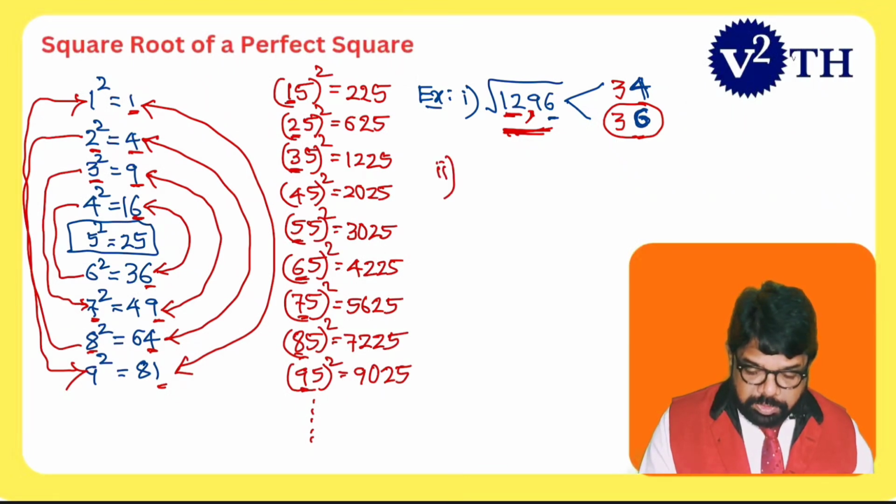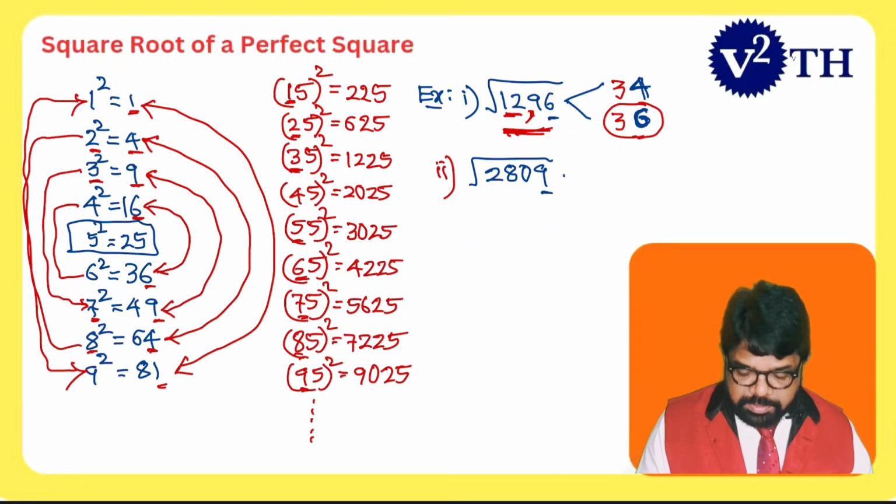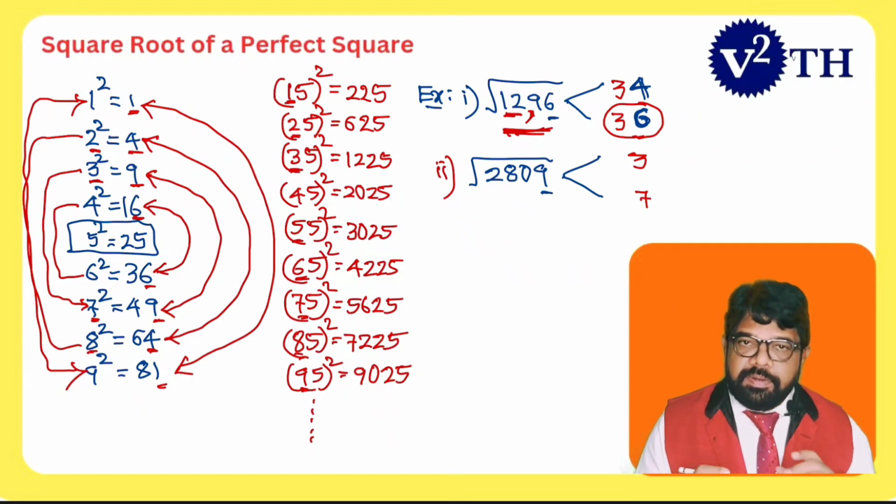I will explain one more example; you can understand it very easily. Suppose it is 2809. What is the square root of 2809? The last digit is 9, so again you get two cases. The last digit is either 3 or 7, since their sum is 10.